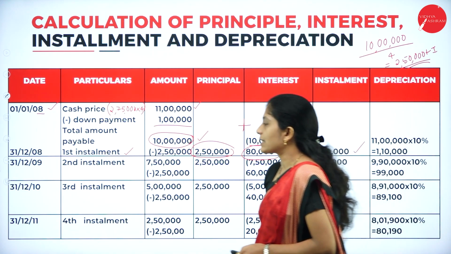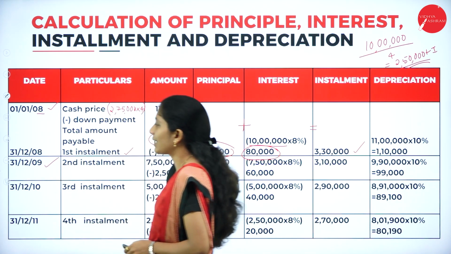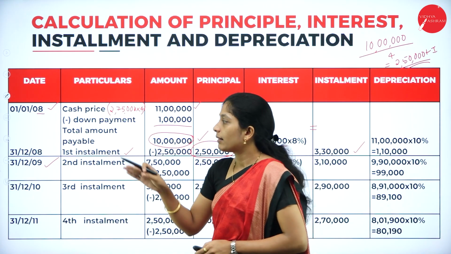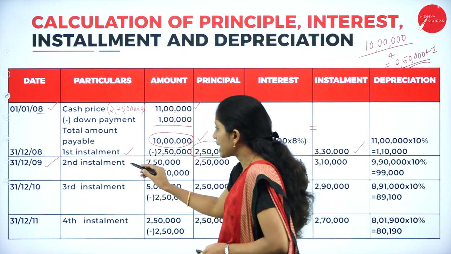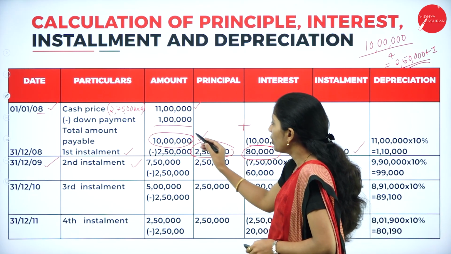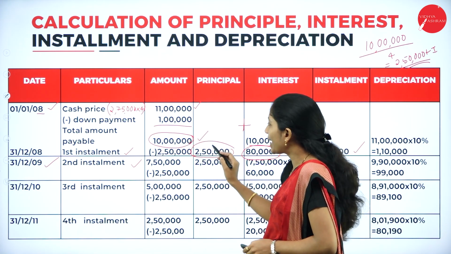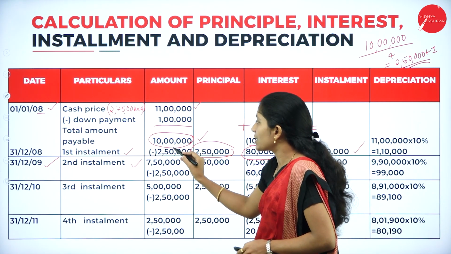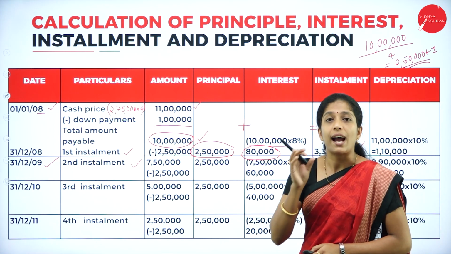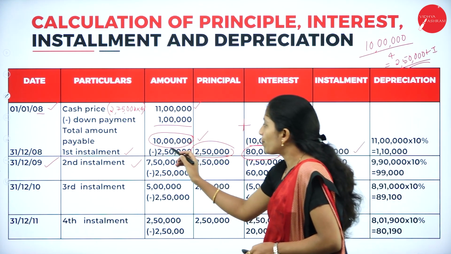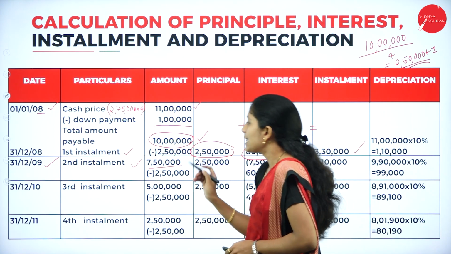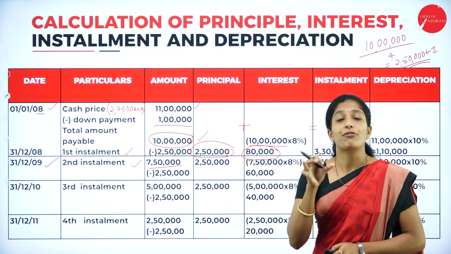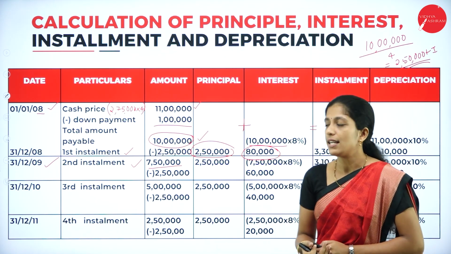Now coming to the second installment that has to be paid in 2009. We had already paid the first installment in 2008. The next installment in 2009 is the second installment. Now what you have to do? The amount payable was 10 lakh, minus the first principal amount we have already paid. So deduct the principal amount, not the installment amount. Minus 2,50,000, so we'll get 7,50,000. That is the amount to be paid to the hire seller in the second year.